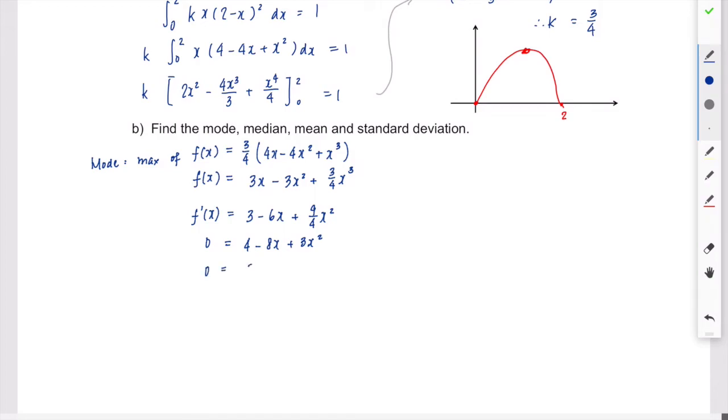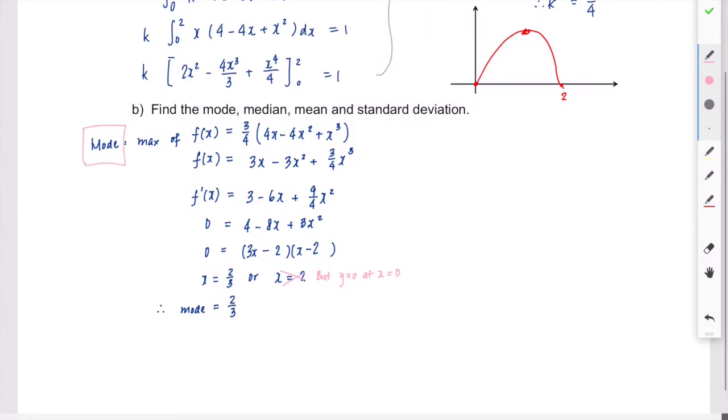I have 3x squared, so 3x times x, right? I need 8, so that must be a 2 to make 6, a 2, and then both negative, okay? So x is either 2 over 3 or x is equal to 2. But then we know that x equals 2 gives us a 0, so that cannot be the mode. Therefore, the mode must be 2 over 3. Okay, so we can cross that out. So that's the first calculation.